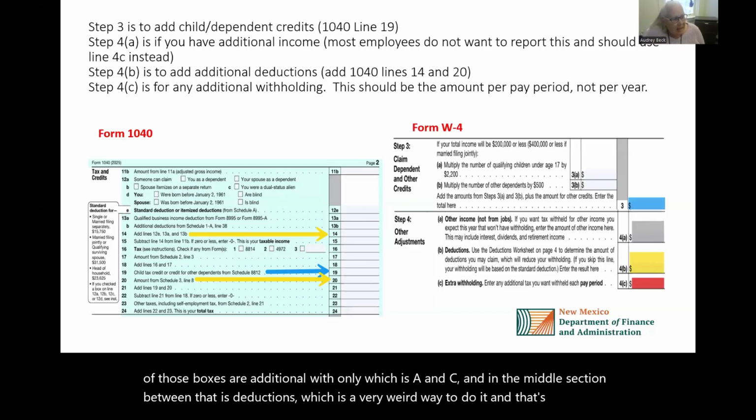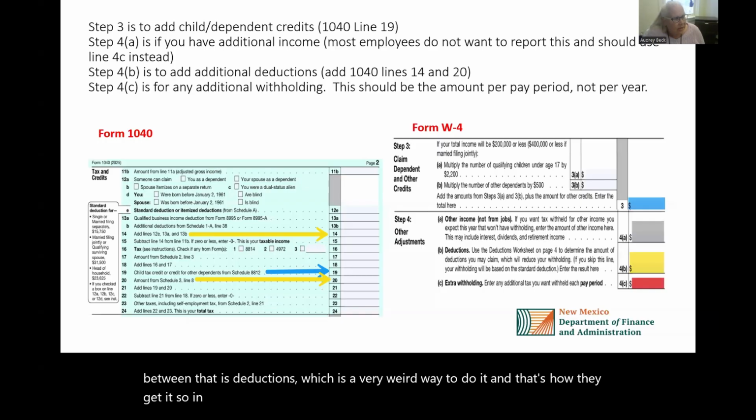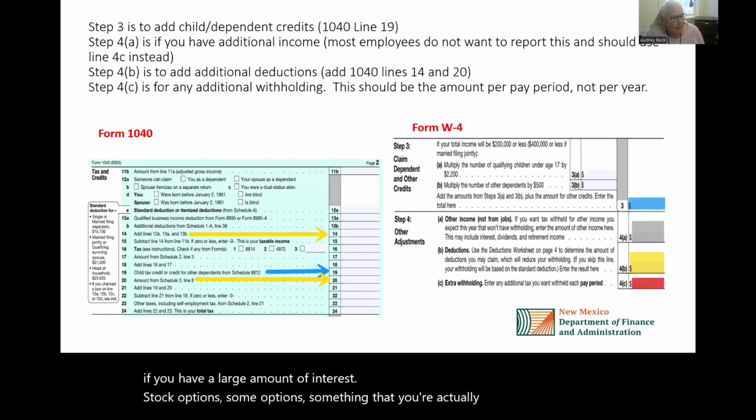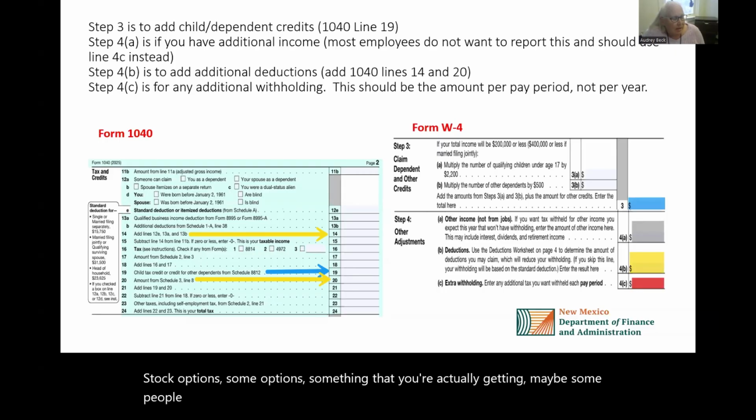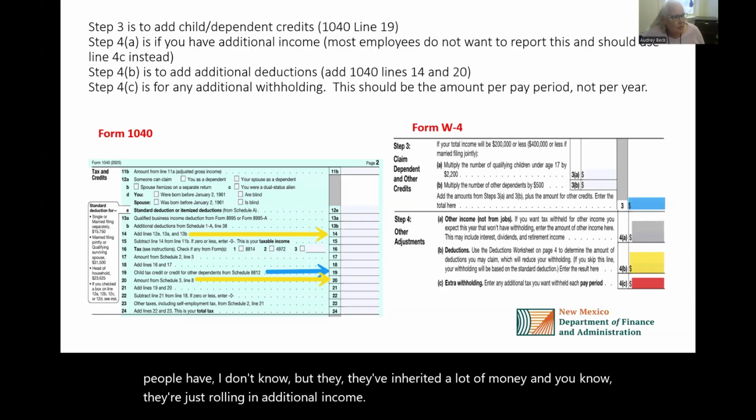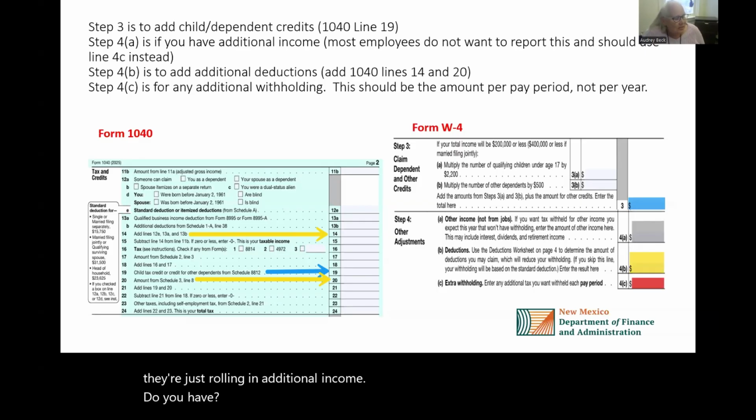So box A would be if you have other income not from a job. So if you have a large amount of interest, dividends, stock options, something that you're actually getting. Maybe some people have, I don't know, they've inherited a lot of money, and they're just rolling in additional income. They would put that in box A to have that considered when the system calculates their additional withholding.